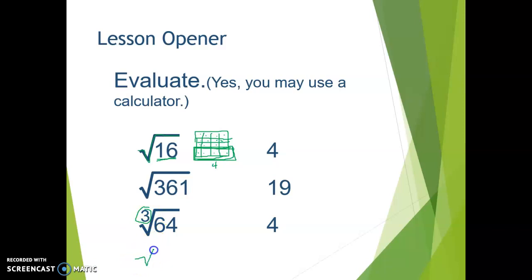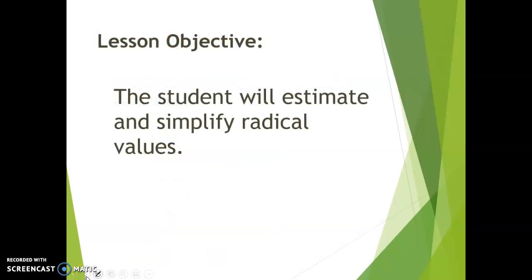You might have a button that has the cube symbol, or you might have a button that looks like this, or a button that looks like this, that allows you to do the different roots other than just the square root. Our lesson objective for today is that you, the student, will estimate and simplify radical values.